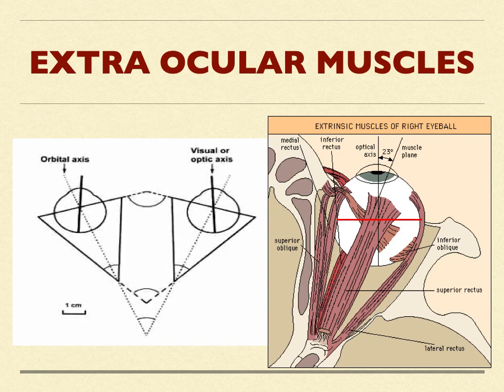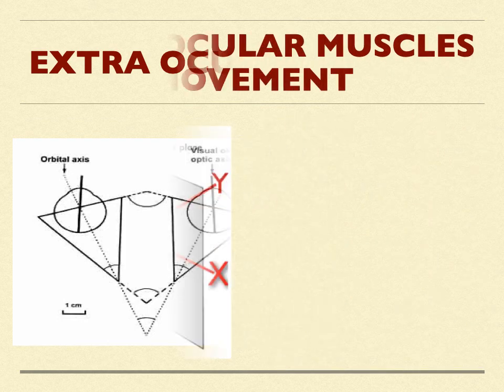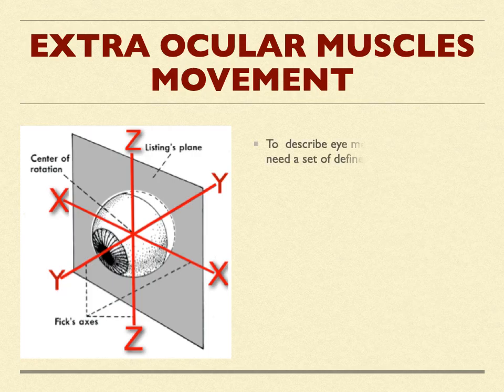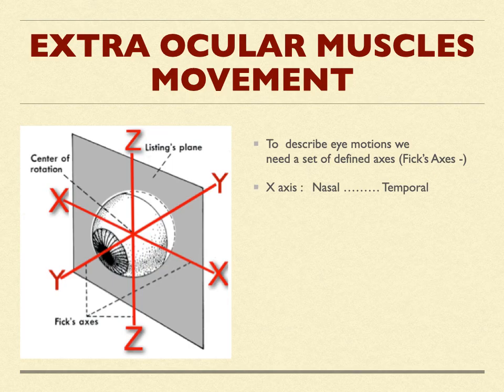And depending on this, we will speak about the axes around which the eye moves. To describe any eye motion, we need to define what axes we have. There are fixed axes: the x-axis, around which the eye moves nasally and temporally, then the y-axis, where the eye moves anteriorly and posteriorly, and then the z-axis, where the eye moves superiorly and inferiorly.